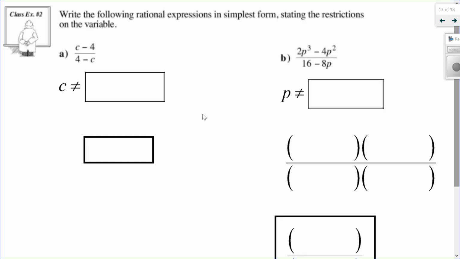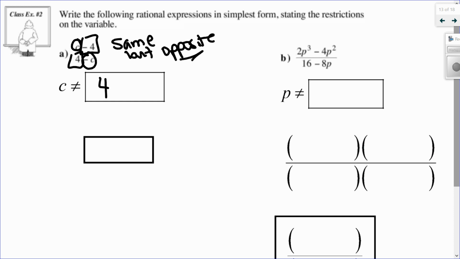So let's try an example where we're going to use that. So if I have c minus 4 over 4 minus c, first of all, I want to look at what value of c makes the denominator 0. So 4 take away 4 is 0. So c can't equal 4. So see here how I'm the same but opposite, c and -c, -4 and +4. I am same but opposite. So to show that they are opposites of one another, it simplifies to be -1.